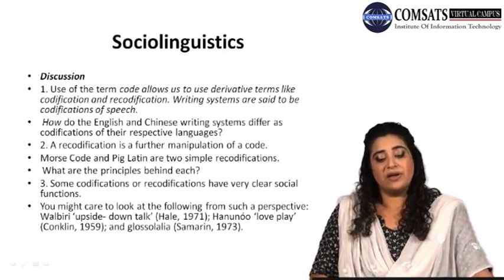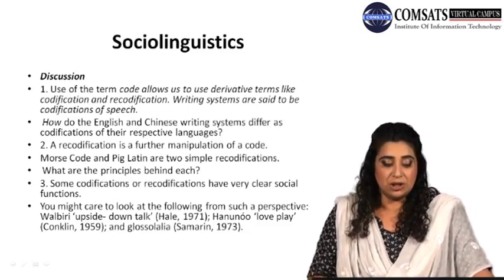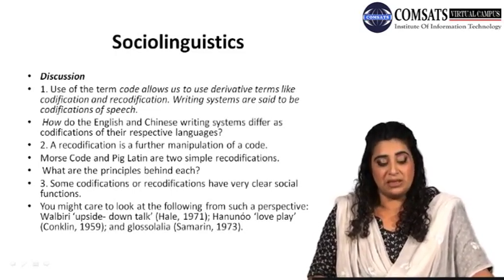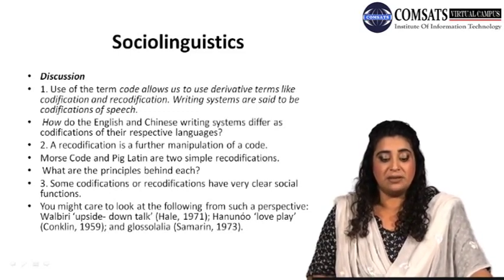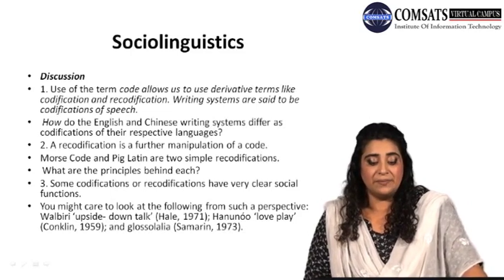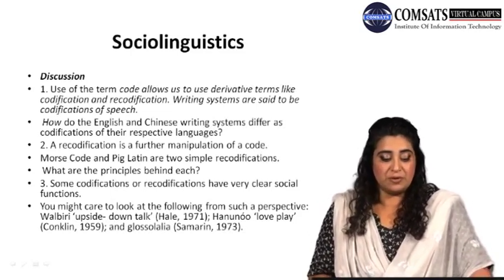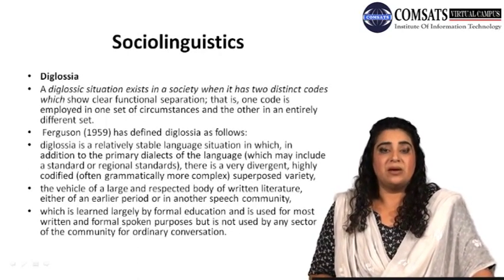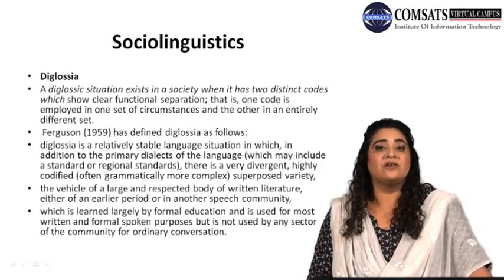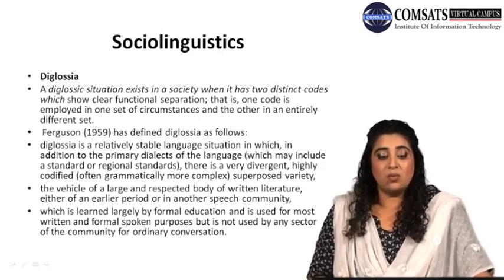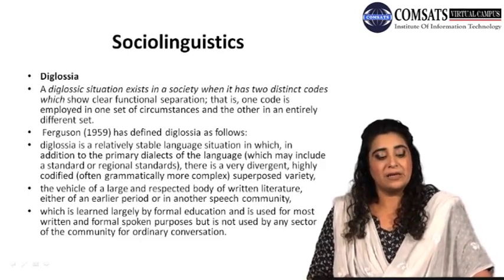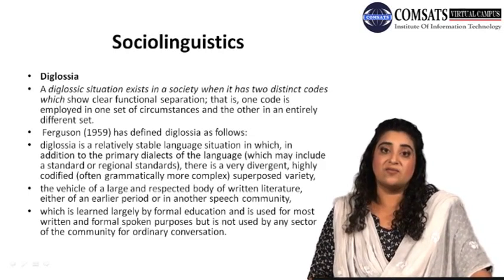Now, some codifications and recodifications have very clear social functions. So you might care to look at the following from such a perspective: Hale in 1971 on Hanunoo, Love Play in Cochrane in 1959, and glossolalia in Seymour in 1973 referred to this perspective. So, diglossia. Now, a diglossic situation exists in a society when it has two distinct codes which show clear functional separation. That is, one code is employed in one set of circumstances and the other in an entirely different set. Now, Ferguson in 1959 defined diglossia as follows.